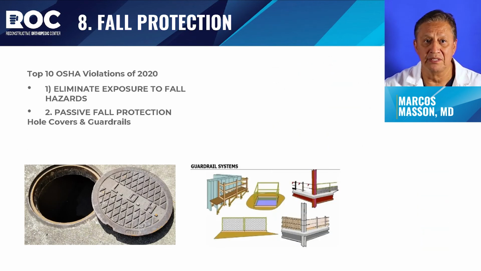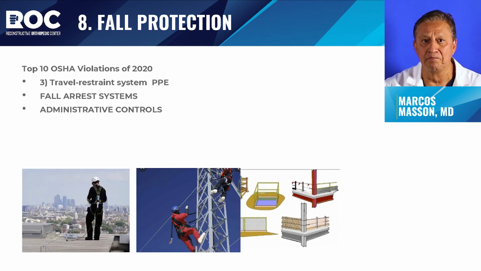Falls can also occur if you have problems with holes in the ground that you're not actually looking at when you're walking or ambulating. The hole covers and guard rails are extremely important for fall protection. You have to eliminate these exposures by doing surveillance of the environment, knowing what environment you're dealing with, knowing who you have in the workplace. So that's a checklist item also that you should follow.